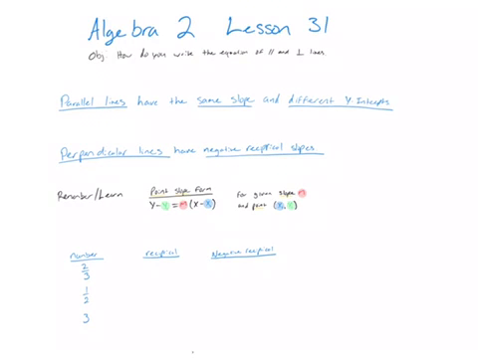This is lesson 31. Our objective is how do you write equations of parallel and perpendicular lines. And yes, that is the abbreviation for parallel. It's just two lines like that, and perpendicular is like that. A couple things we need to know is that parallel lines have the same slope and different y-intercepts. Perpendicular lines have negative reciprocal slopes.